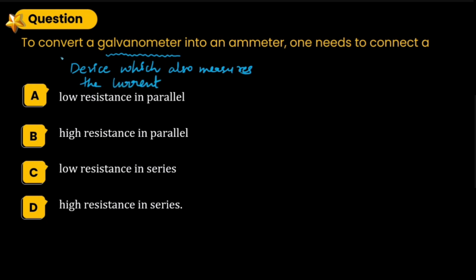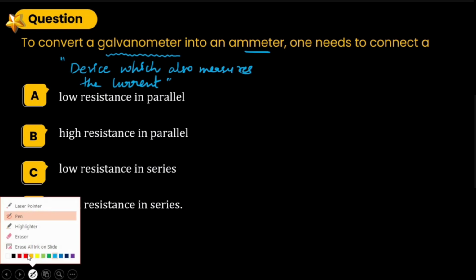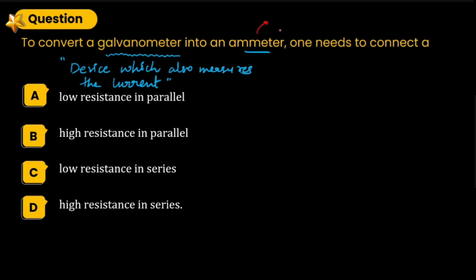Like, if this device measures the current, so why did we study about the ammeter? The reason is that an ammeter is a device which measures current of higher order. Higher order means a value like 1 ampere, 2 ampere, 3 ampere, basically a whole number.